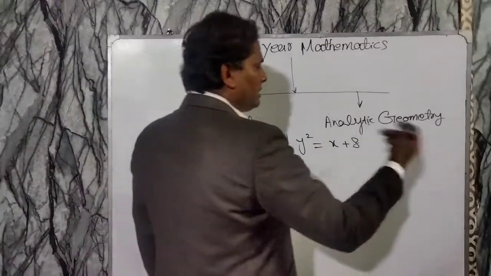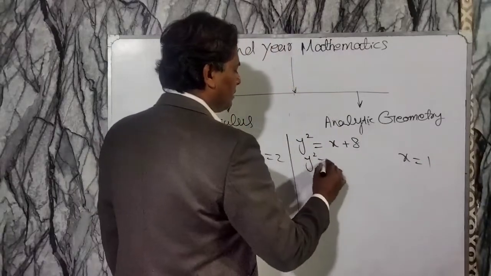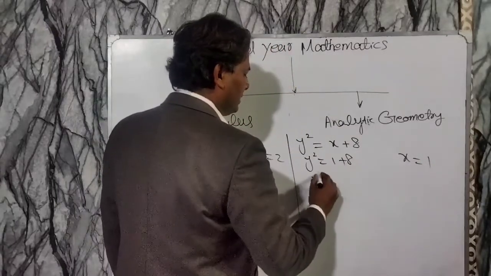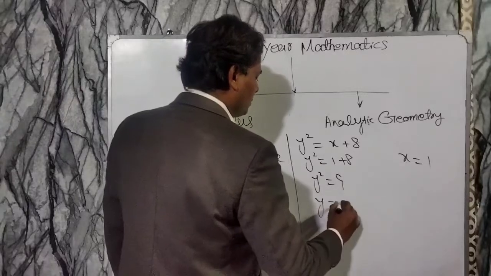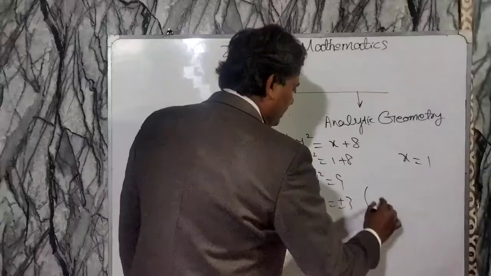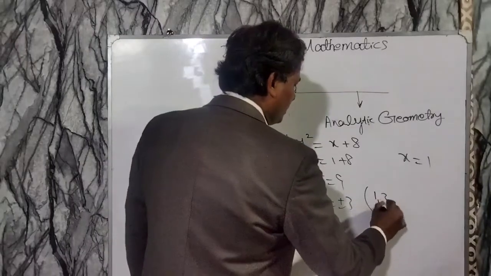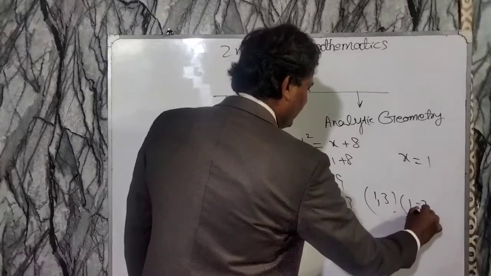Here we put in another value. Let's suppose I put x is equal to 1, y squared is equal to 1 plus 8, y squared is equal to 9, and y becomes positive or negative 3. I write it in ordered form, that is (1, 3) and (1, -3).